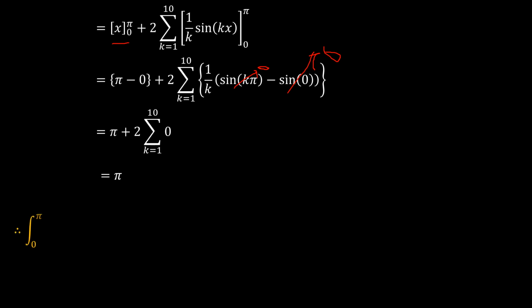And so the answer here, the integration from 0 to pi of sine of 21 over 2 x over sine of x over 2, is going to be equal to pi.